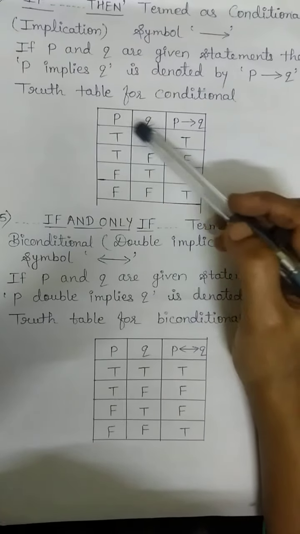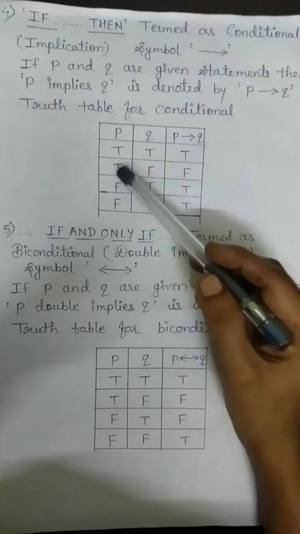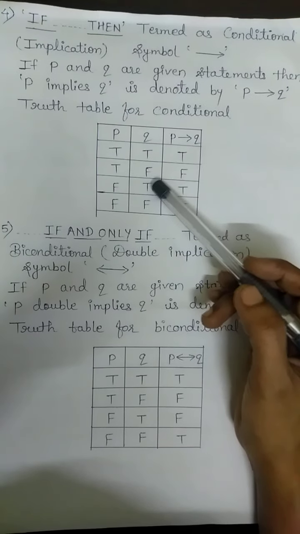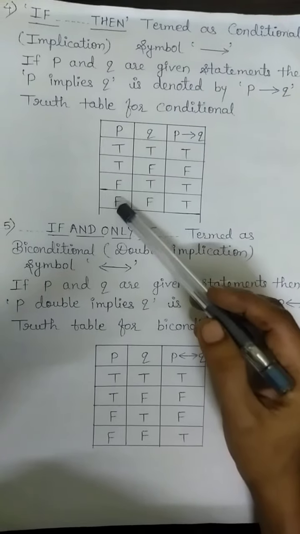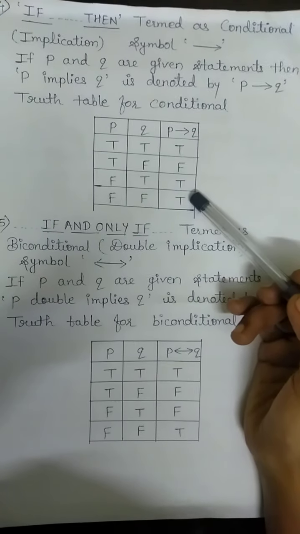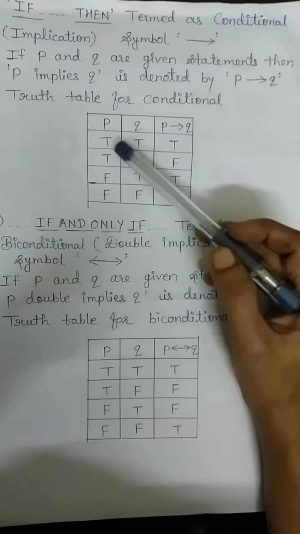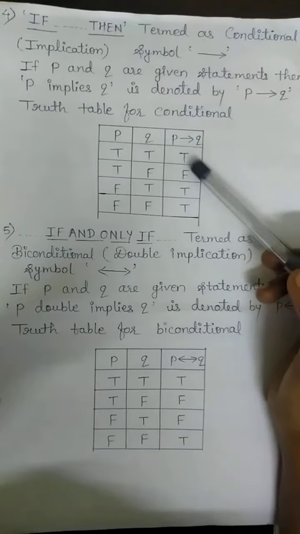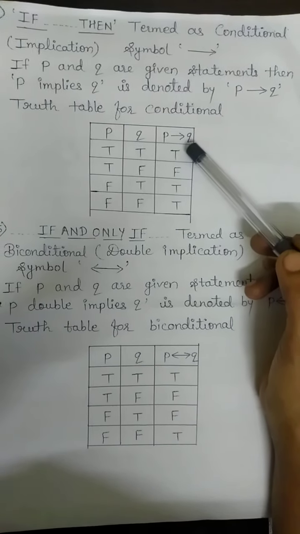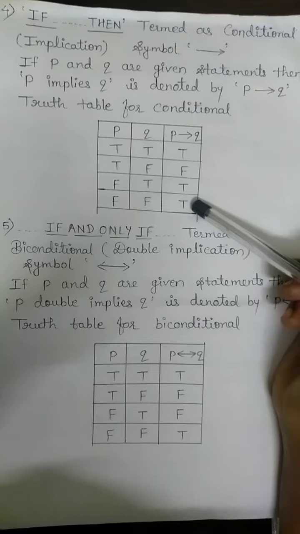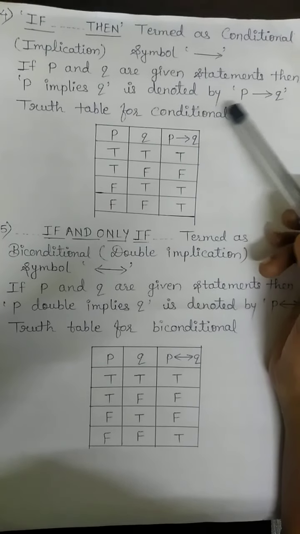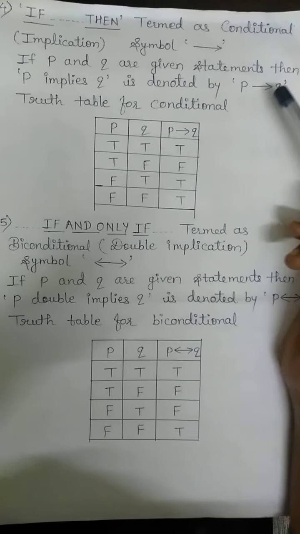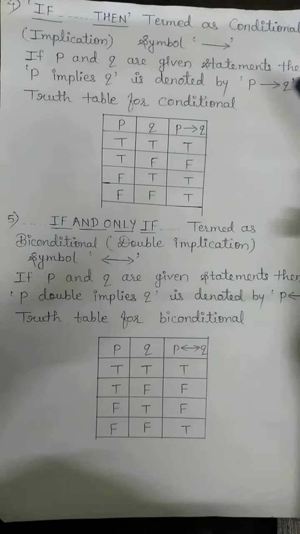Then when both the statements are true, we get true. First is true, second is false, then false. First is false, second is true, then true. And when both are false, then true. Here we can say that when first statement is true and second statement is false, then only answer is false. Otherwise, in all the cases, answer is true. Here, P is the hypothesis and Q is nothing but the conclusion, or we can say consequence.